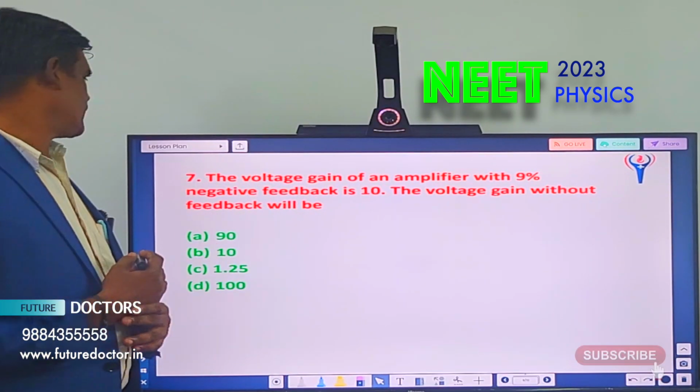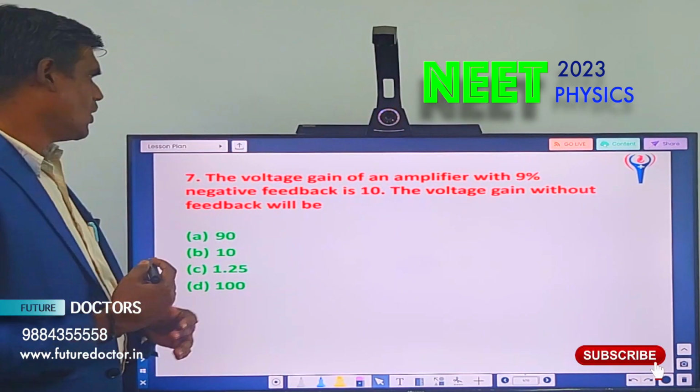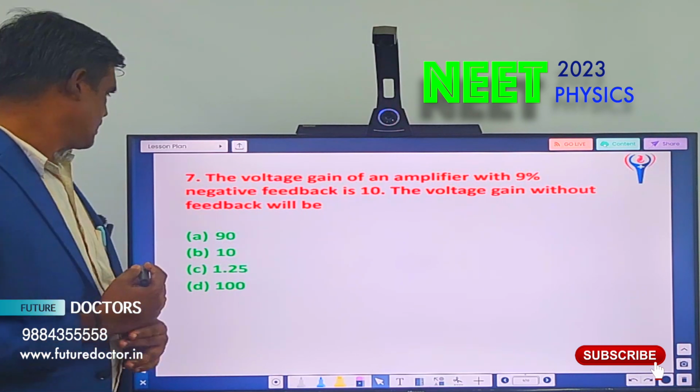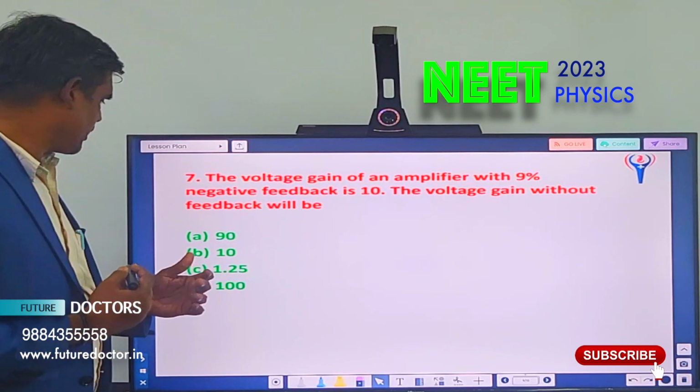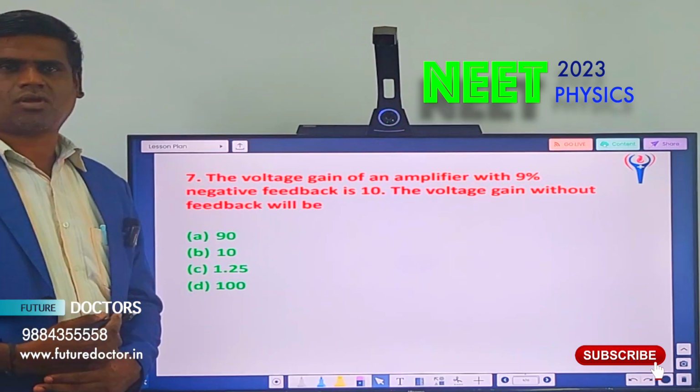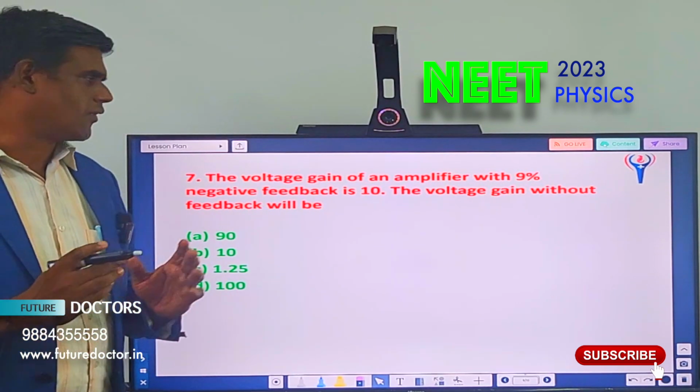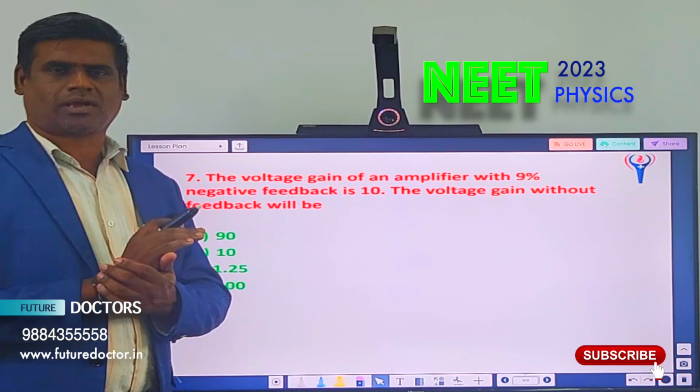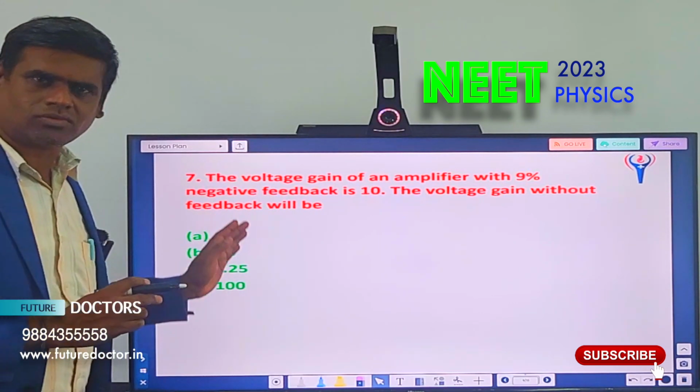The voltage gain of an amplifier with 9% negative feedback is 10. The voltage gain without feedback will be dash. A, 90. B, 10. C, 1.25. D, 100. You should know the formula for voltage gain with feedback and without feedback. By knowing the formula, you are able to solve this question.